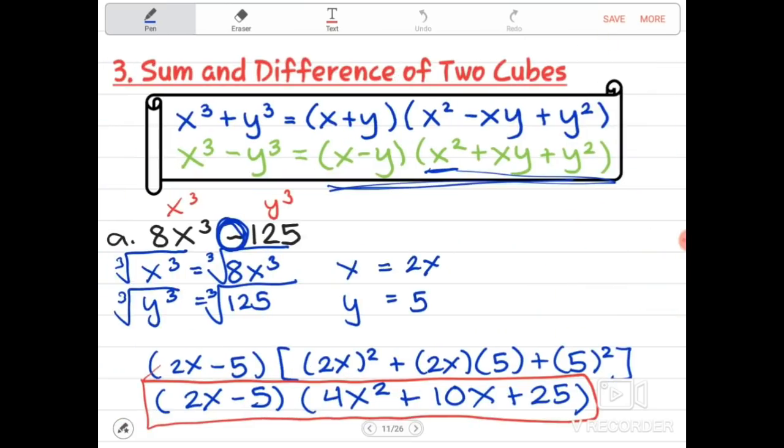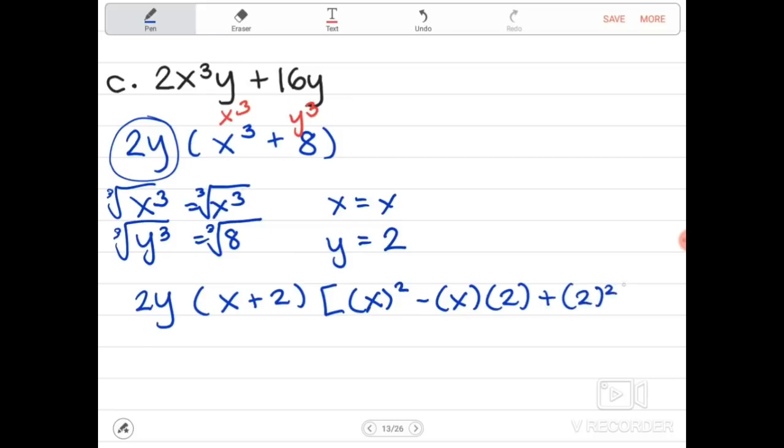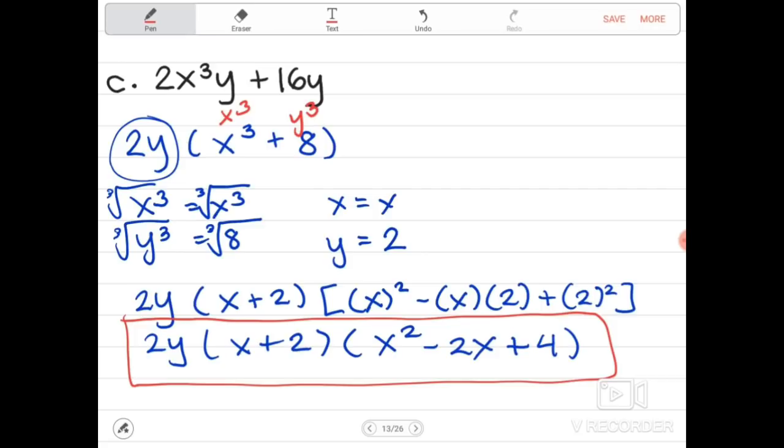Ayan, so substitute natin siya dito sa color blue kasi plus. So, we have x plus 2. Then, x squared minus x times 2 plus 2 squared. Yan. So, simplify na natin to arrive with the final answer. So, 2y times x plus 2 times x squared minus 2x plus 4. So, yan na. This will be our final answer. So, ganun lang kadali.